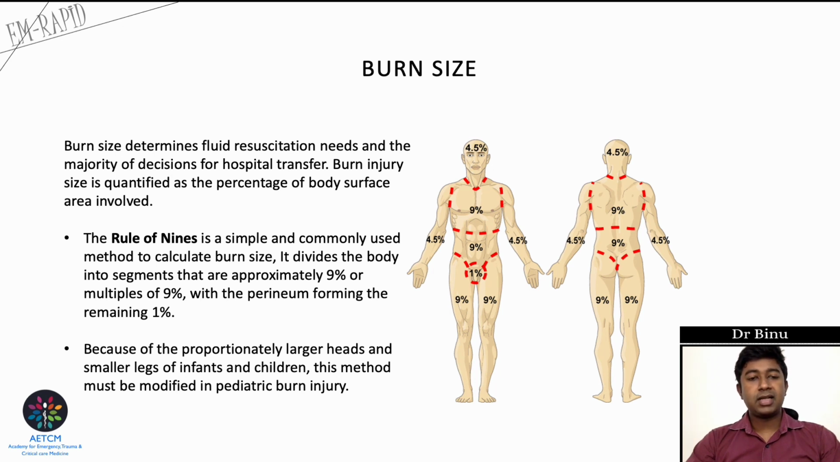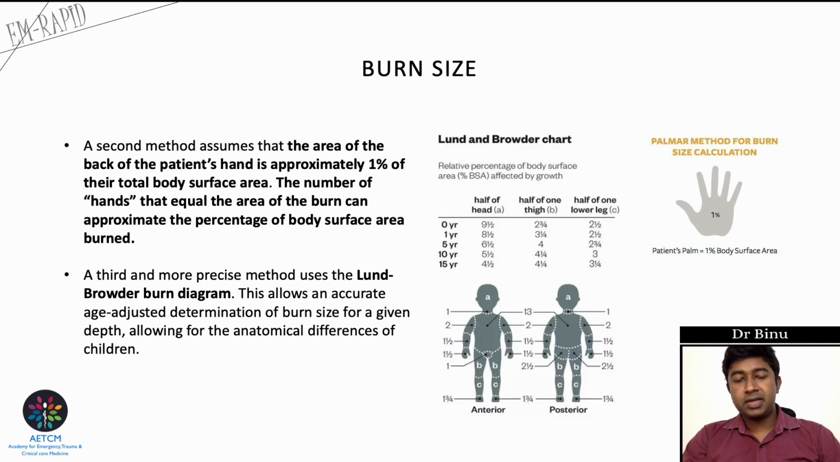Because of the proportionally larger head and the smaller legs of infants and children, this method must be modified in pediatric burn injury, for which we have two other methods. One is the Palmar method using the hand of the patient. The area of the back of the patient's hand is taken as approximately 1% of their total body surface area, and the number of hands equal to the area of the burn gives an approximate value of the percentage of body surface area that is burned. A third and more precise method uses the Lund-Browder burn diagram, which allows an accurate age-adjusted determination of the burn size for a given depth, allowing for the anatomical differences in children.